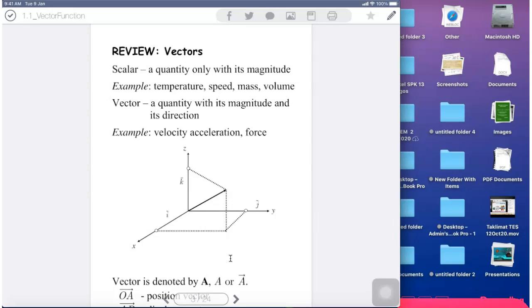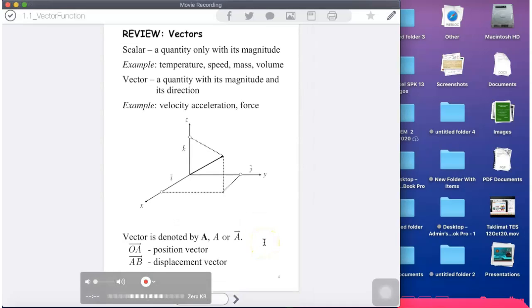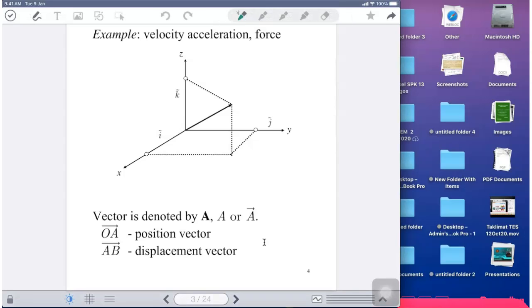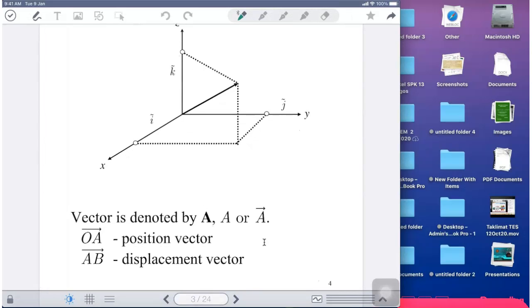Something related to vectors. Okay, maybe you have forgotten what the position vector and displacement vector are. So what is the position vector? I have a quick question here. What is the position vector? Okay, position vector means something to do with position, which has to do with a point.